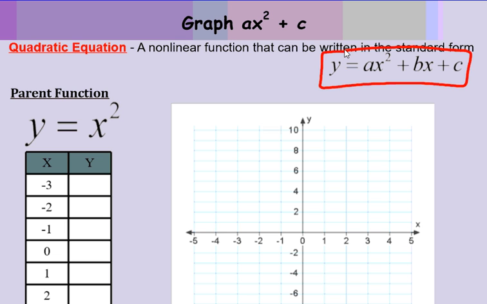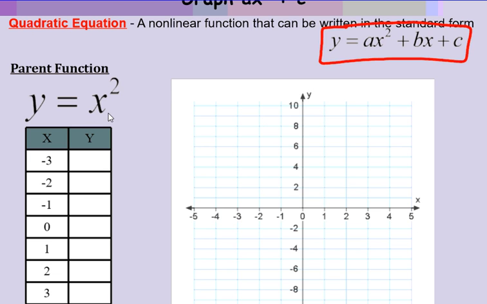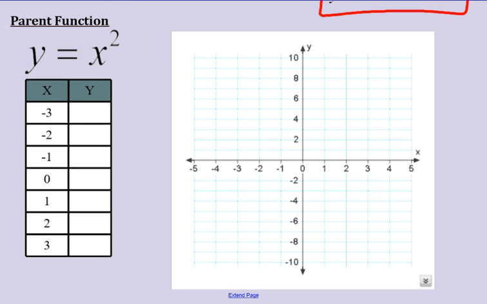The parent function, or the most simplest quadratic that we could graph, would be in the case where b and c were both 0. We only have the quadratic, the power of 2 term, and a is 1. So y equals x squared would be the simplest quadratic that we can graph. We call that then the parent function because all other quadratics essentially are a transformation of this function. We start by just making a table. We will do this all year.